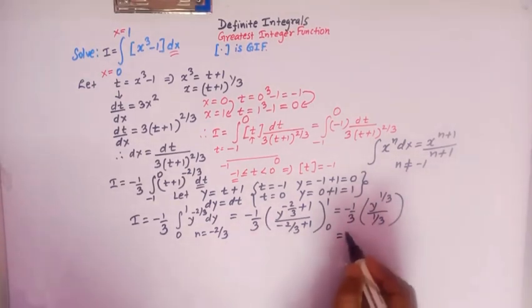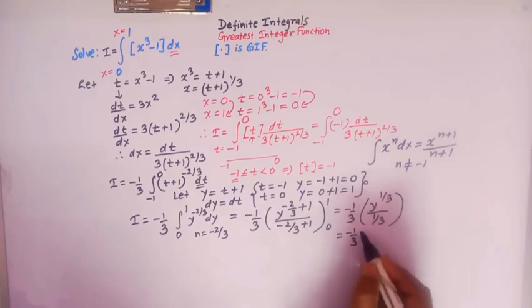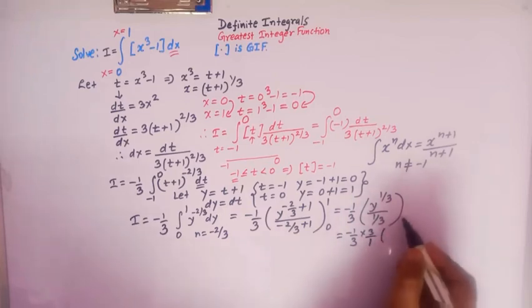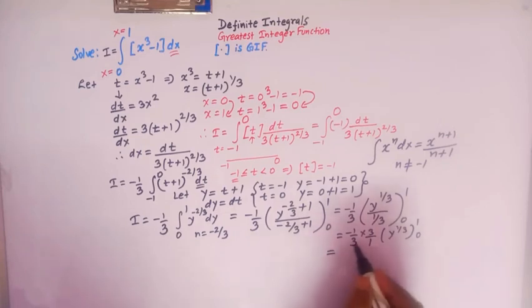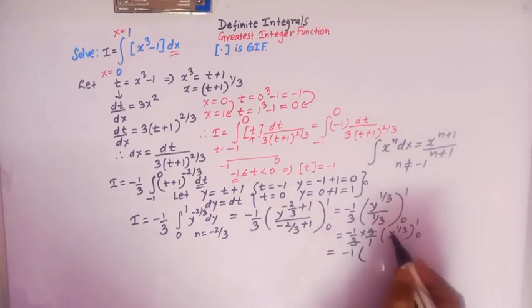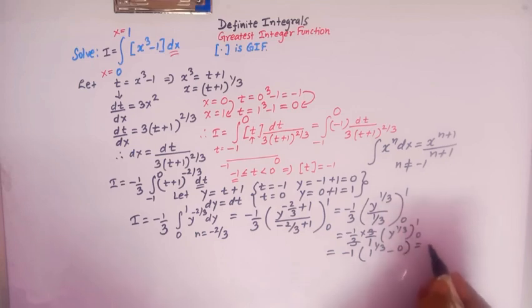Now we can rewrite it as minus 1 over 3, and this will become 3 over 1, with the limits from 0 to 1, and we have y raised to 1 over 3 from 0 to 1. Now this 3 and 3 get cancelled, and we have minus 1 times, taking y is equal to 1, 1 raised to 1 over 3 minus, when y is 0, 0 raised to 1 over 3 is 0. So we have minus 1 times 1 minus 0, and this is minus 1.